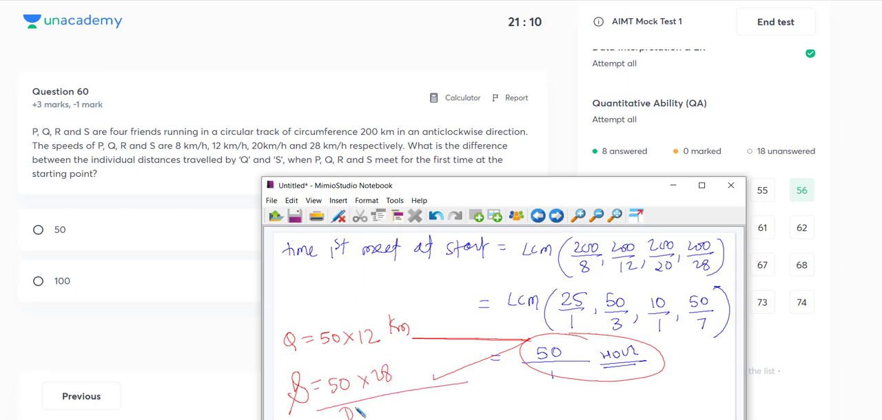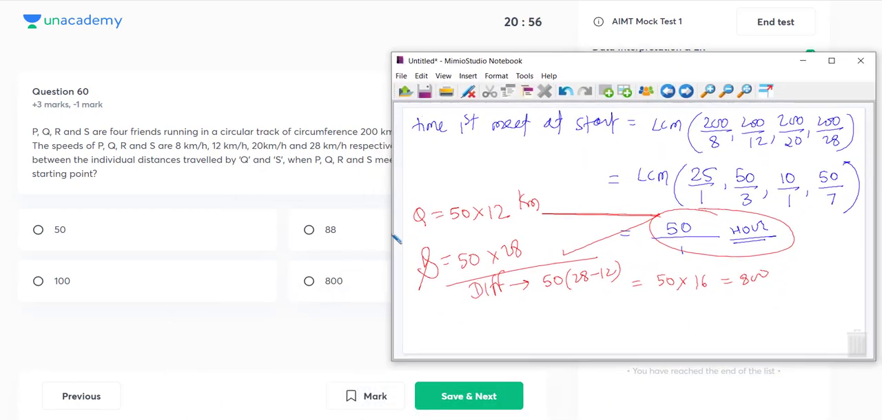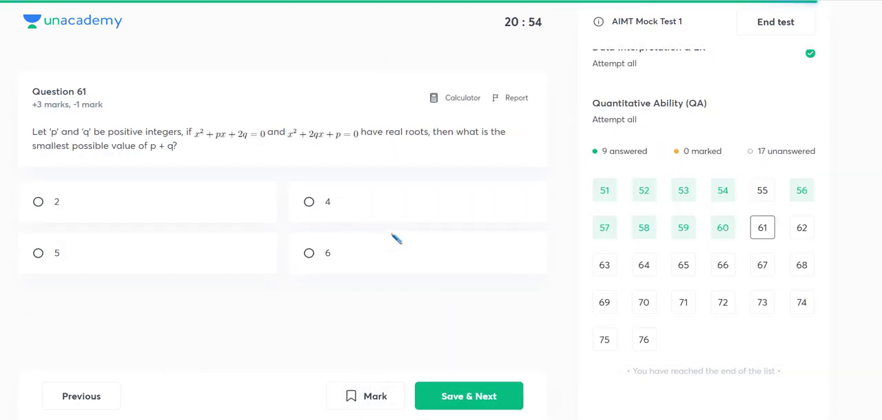We need to find the difference. The difference is going to be 50 into (28 minus 12). That is equal to 50 into 16, which is equal to 800. Is this number in the options? Yes, 800 is the answer. Very easy question.